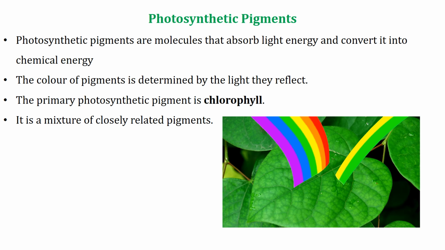Photosynthetic pigments are the light absorbing molecules in chloroplasts. The main pigment is chlorophyll, but it exists as chlorophyll A, chlorophyll B, plus accessory pigments like carotenoids.